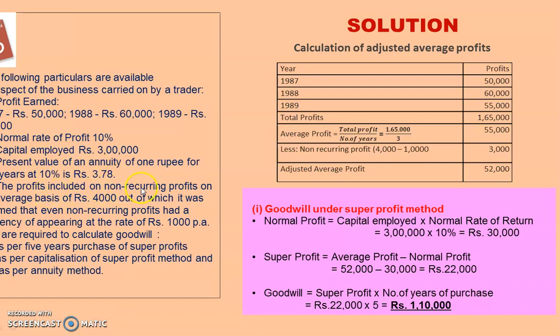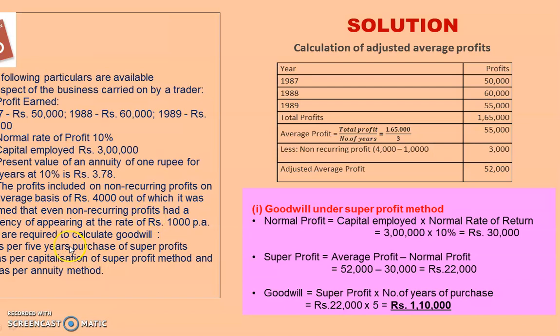The profit includes a non-recurring profit on an average basis of 4,000, out of which it was deemed that such non-recurring profit had a tendency of appearing at a rate of rupees 1,000 per annum. So actually the non-recurring profit is 4,000, but they have a practice of taking the non-recurring profit as 1,000. So the difference 3,000 is to be adjusted from the average profit so as to get the adjusted average profit.